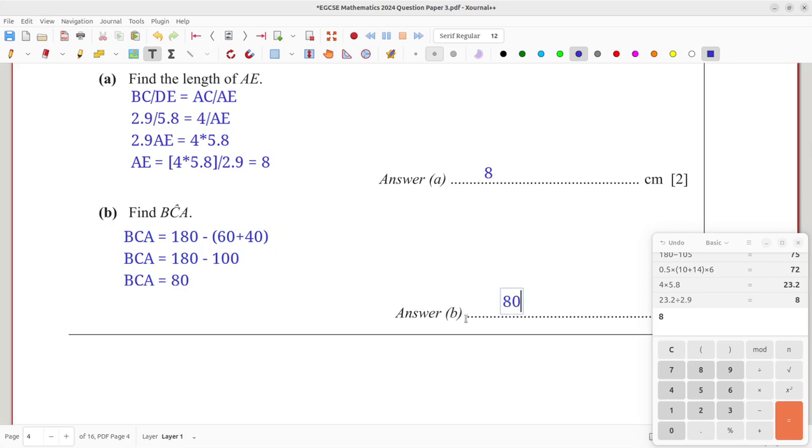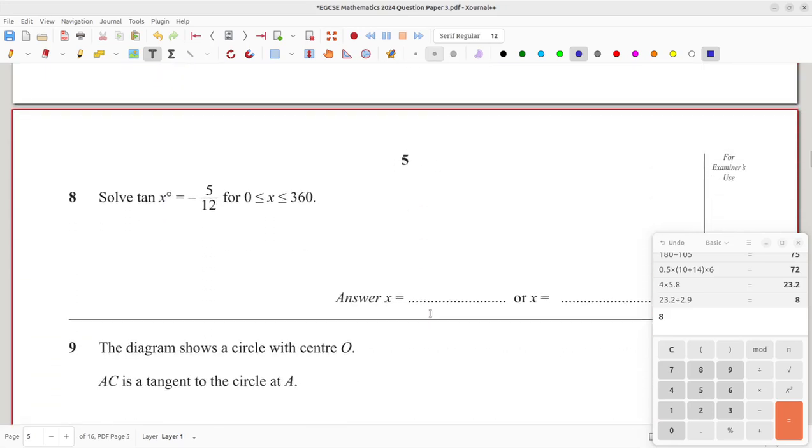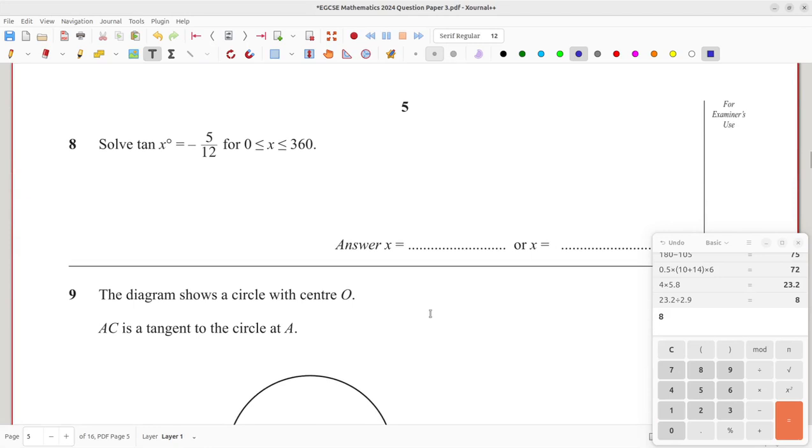Next question. Solve. This is a trigonometry equation you are required to solve and find two angles here. That's not a problem. First things first, let's find the reference angle. The reference angle in this case is going to be arctan 5/12.